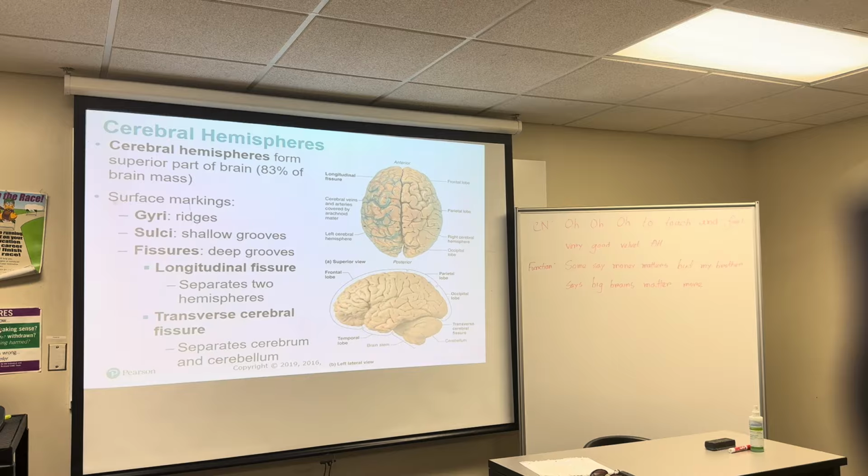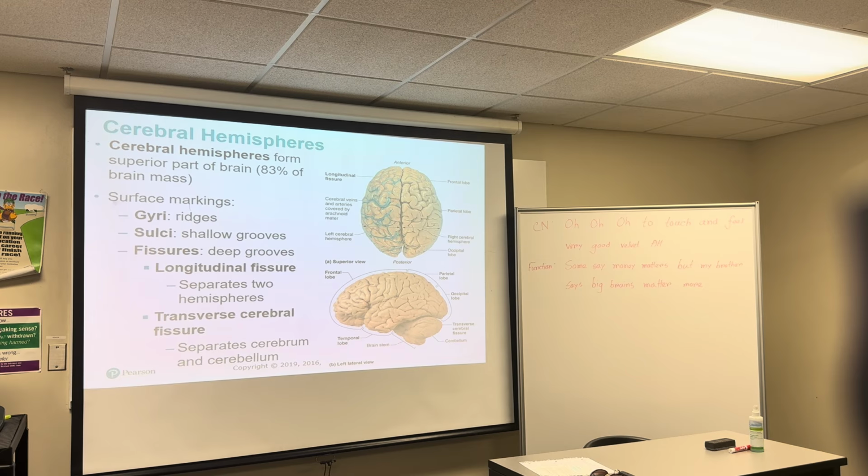Gyri, and singular gyrus, and the indentations are called what? Sulci, or sulcus. If the indentations are very, very deep, they are called fissures. One of the important fissures is the longitudinal fissure, which separates your left brain and the right brain. So when you did the dissection of your sheep brain, what did you do? You did the dissection through the longitudinal fissure, right?